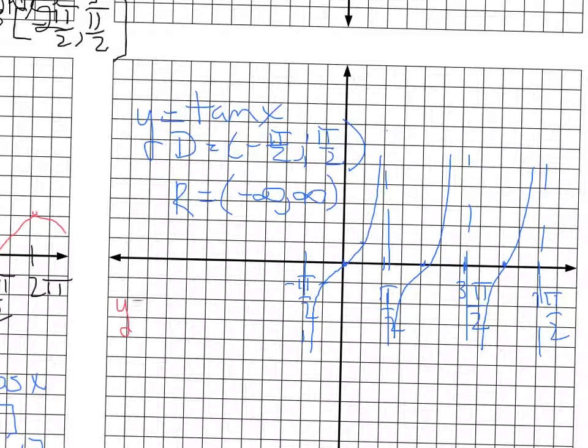So if we look at the inverse tangent, or the arctan, they both mean the same thing. What's the domain of the inverse? Negative infinity to positive infinity. And the range? Negative pi over 2 to pi over 2. So yes, what you said about inclusive.